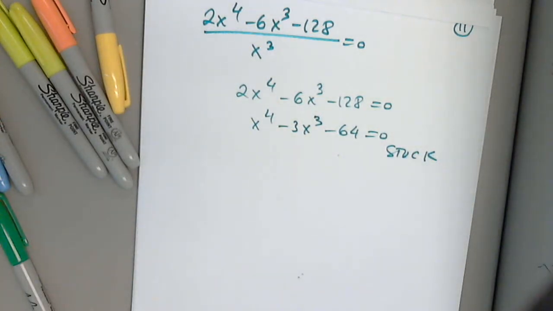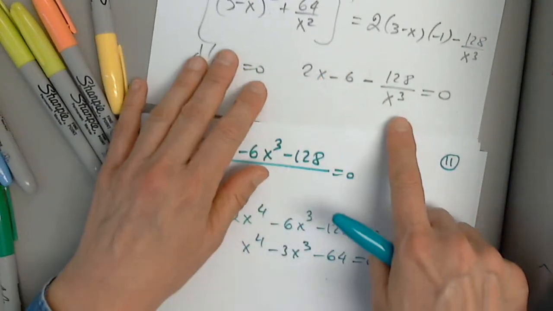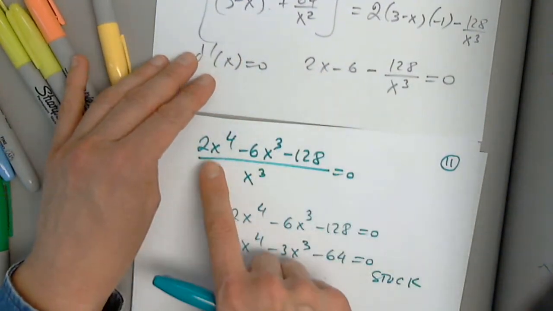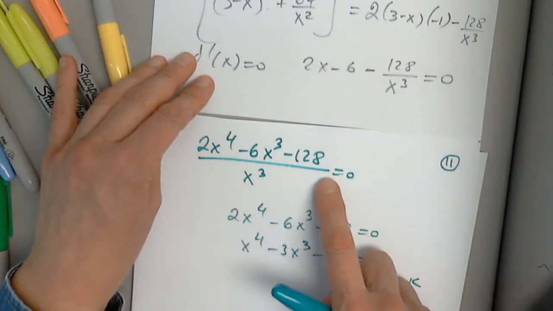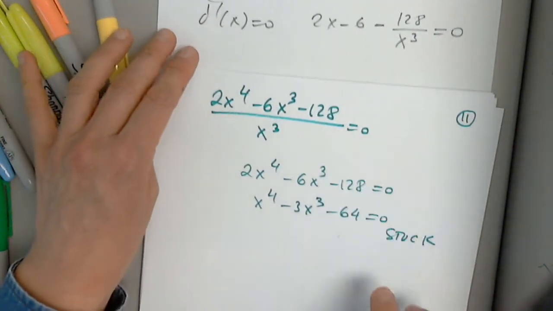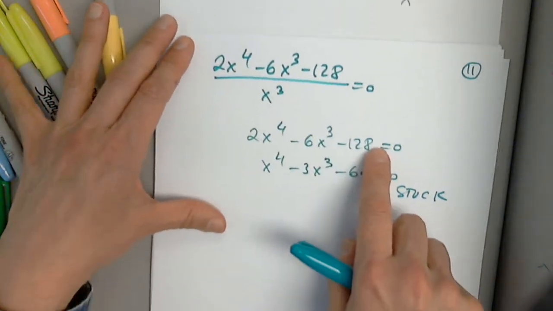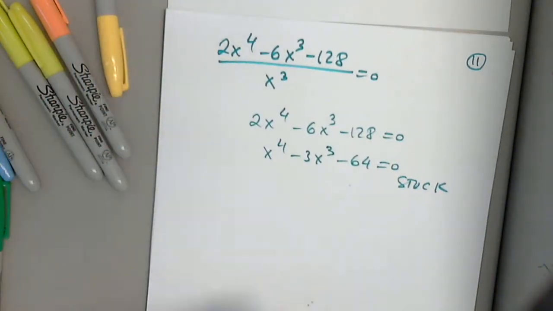It's because I don't know how to solve any polynomial equation like that. What did you do to get that first equation? I found the least common denominator, which is x cubed. I multiplied this by x cubed to get this. I multiplied this by x cubed to get this, and then minus 128. And then I set the numerator equal to 0, and I divided both sides by 2.